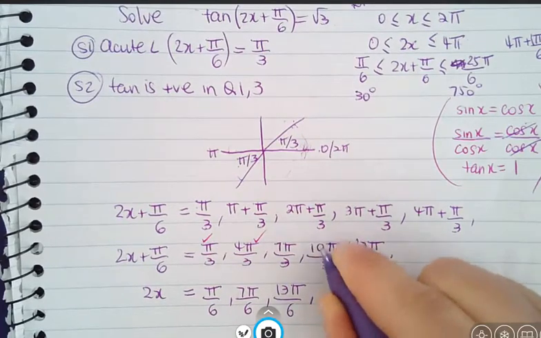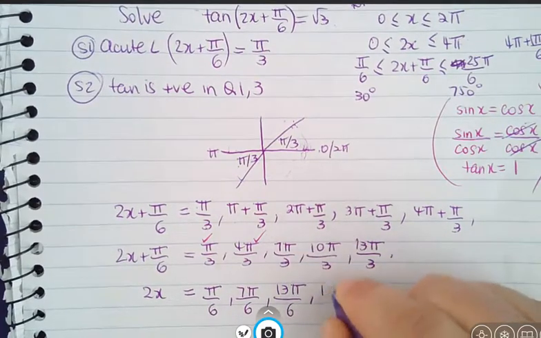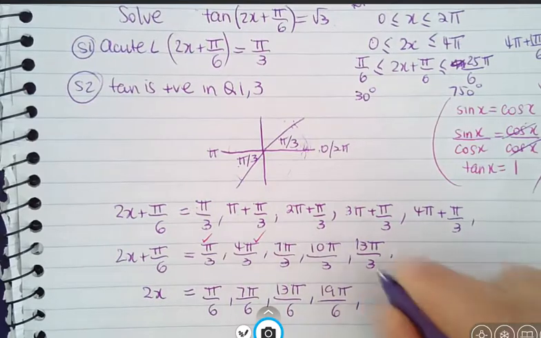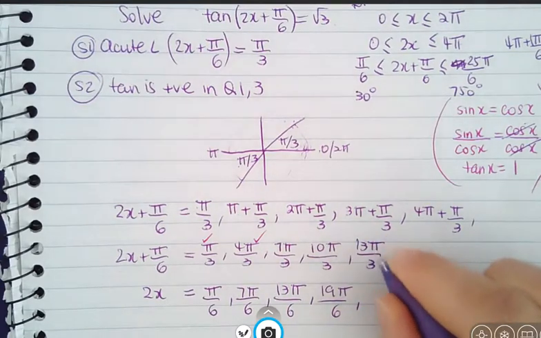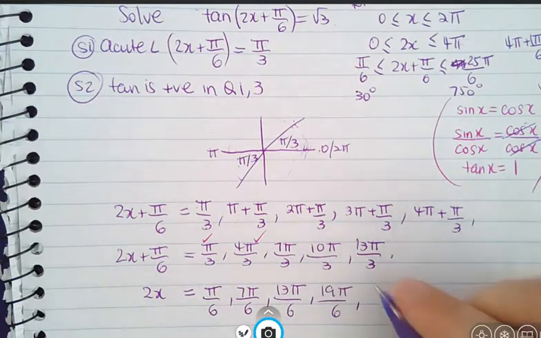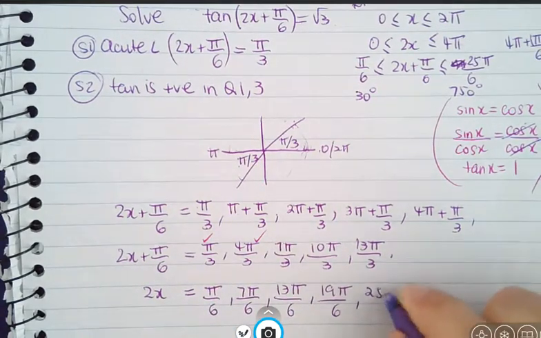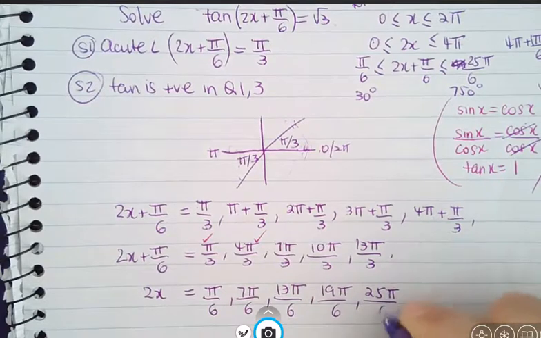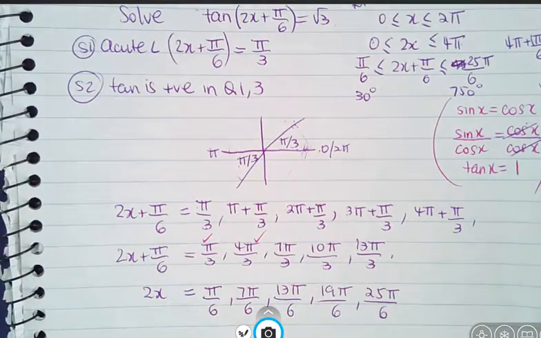This is 20 on 6 minus 1 on 6, 19 pi on 6. And the last one, see how I'm doubling them both to get them on 6? 26 on 6 minus 1 on 6 is 25 on 6. Oh, it fits. No, it doesn't. It doesn't fit.